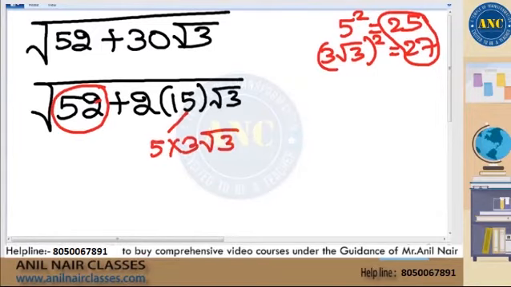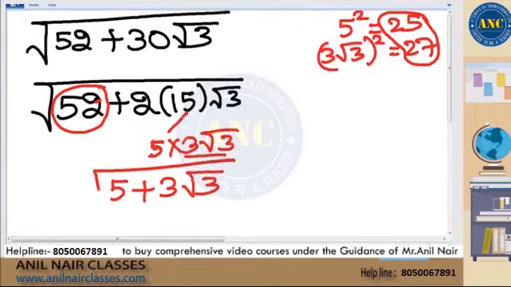That means A value is 5. B value is 3 root 3. 5 plus 3 root 3 whole square under the square root. That should be the final answer.